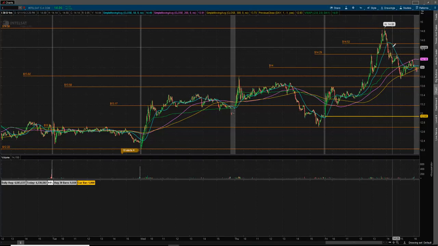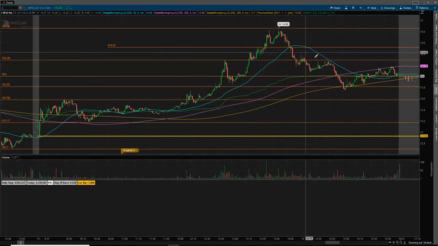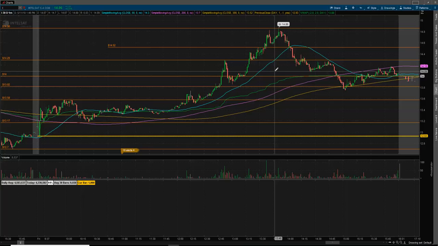So these are the key levels that I'm looking to play on Monday. And that's it. I mean, people think stock trading has to be so complicated. It's really not. And that's what I'm looking at.